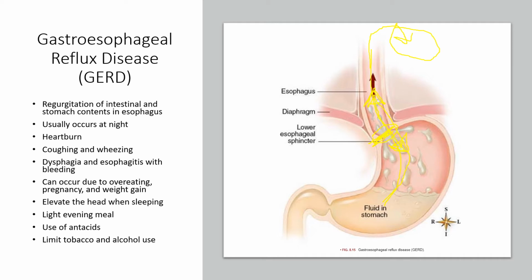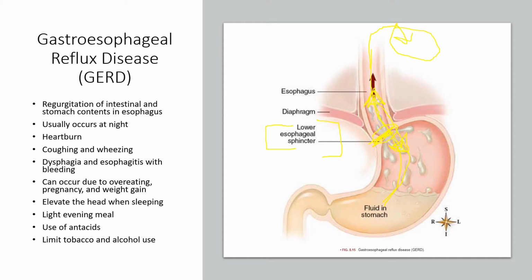GERD can be due to overeating, it can be due to pregnancy, and even weight gain. GERD that usually causes pathology is frequently associated with relaxation of that lower esophageal sphincter that I mentioned earlier. So again, that sphincter is going to become weakened, it's going to be opening and relaxing when it's not supposed to.